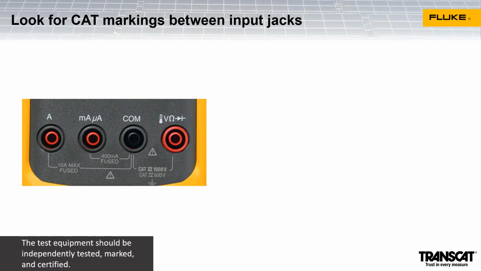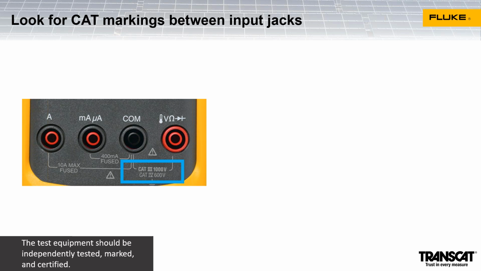So how can you tell? Any piece of test equipment that is current is going to have the ratings right on it. So here we can see a Fluke meter. This is category 3, 1000 volt rated. They'll often be dual rated. This one can go up to category 4, 600 volts.